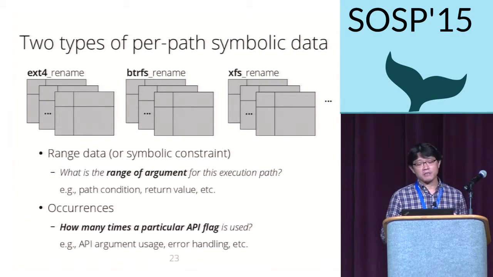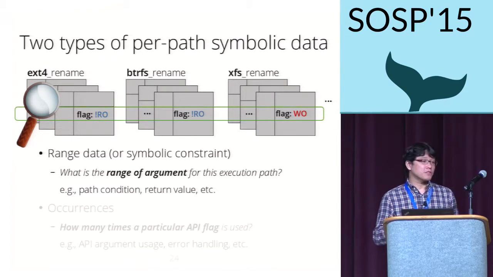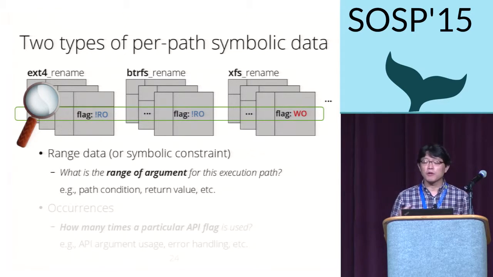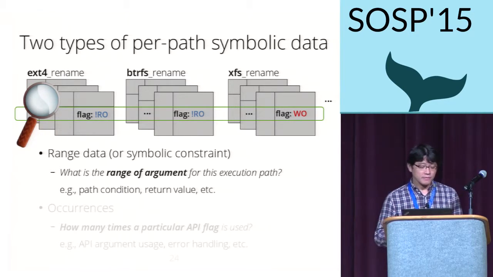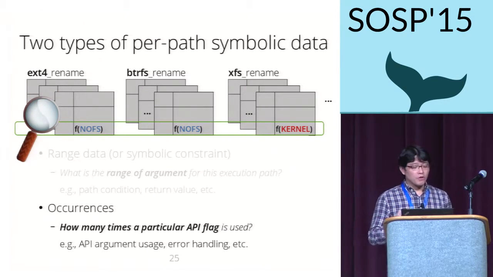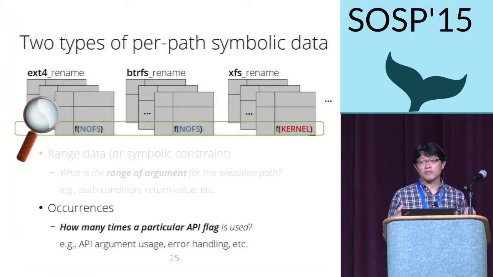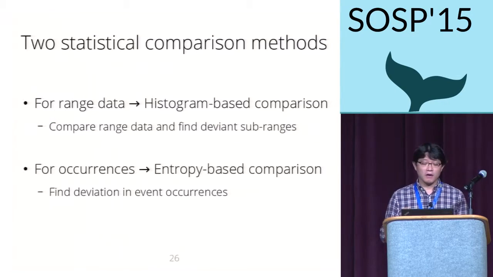If you look into the path information in more detail, there are two types of data. The first type is range data. The process of symbolic execution is the process of building symbolic constraints, and symbolic constraints can be represented as numerical range data. So in this work, the path condition and return value can be represented as numerical range data. The second type of data is event occurrence. For example, how many times is a particular API flag used? This kind of question can be modeled as an event occurrence. In this work, API argument use and the pattern of error handling can be modeled as event occurrence. Juxta provides a different statistical comparison method for each data type.